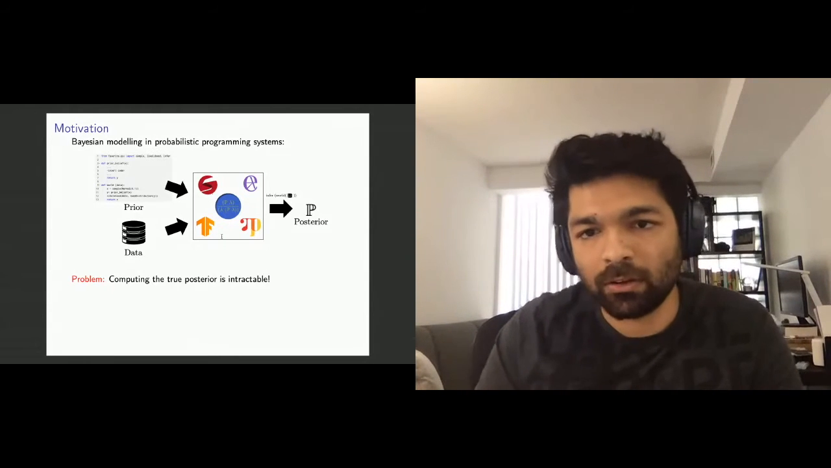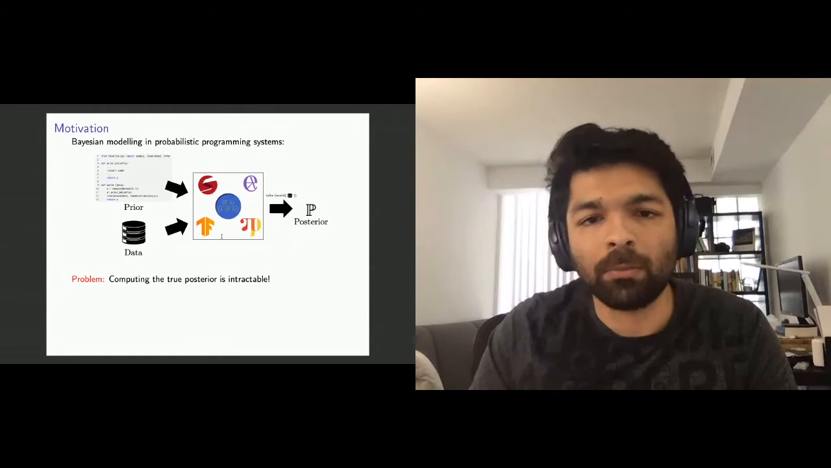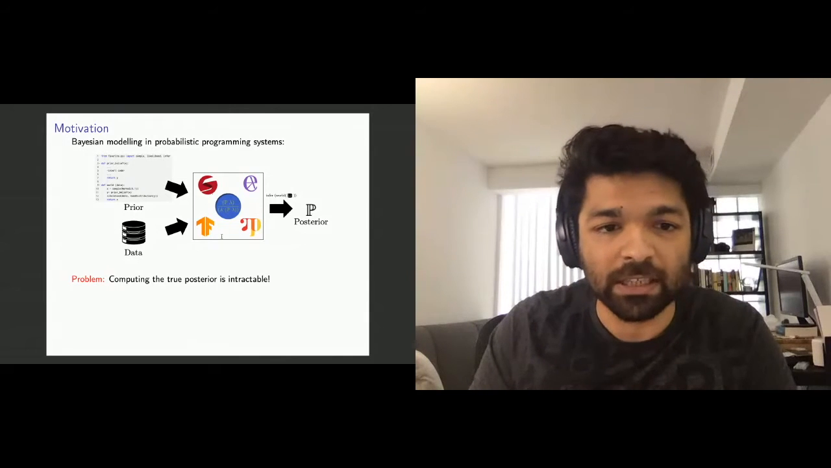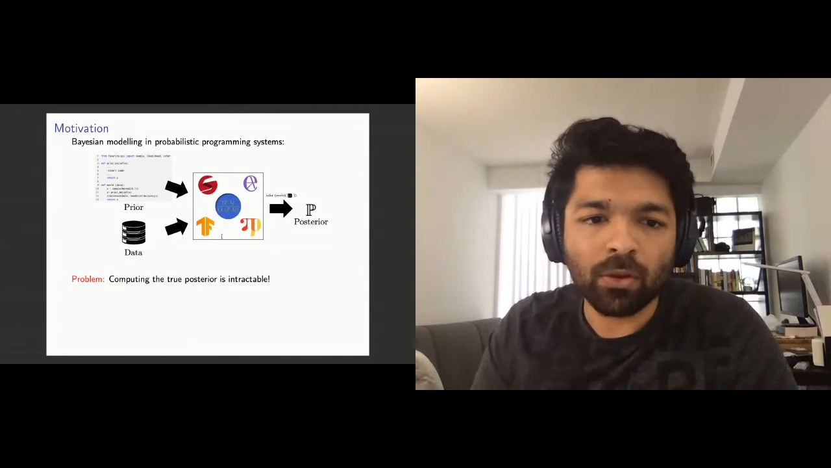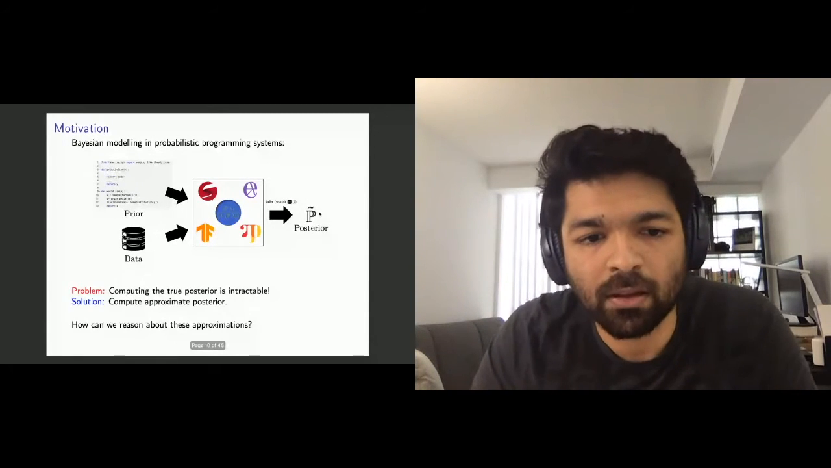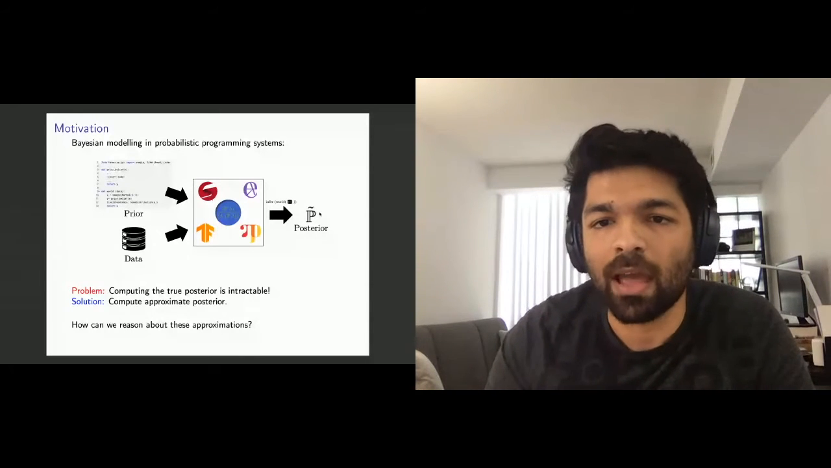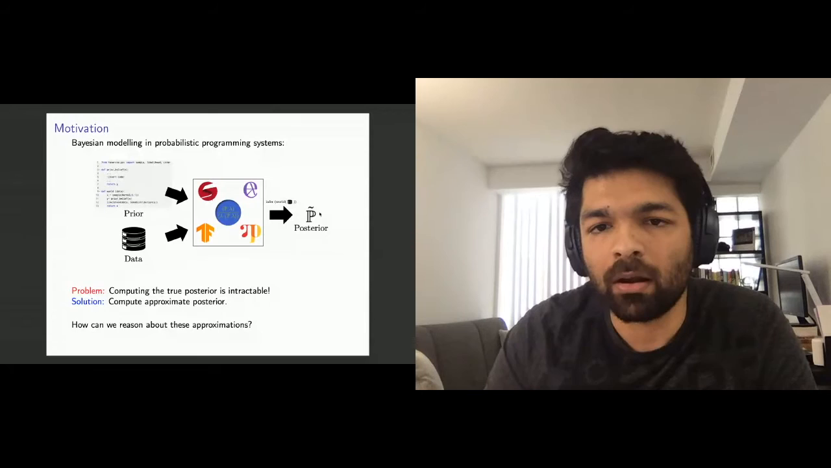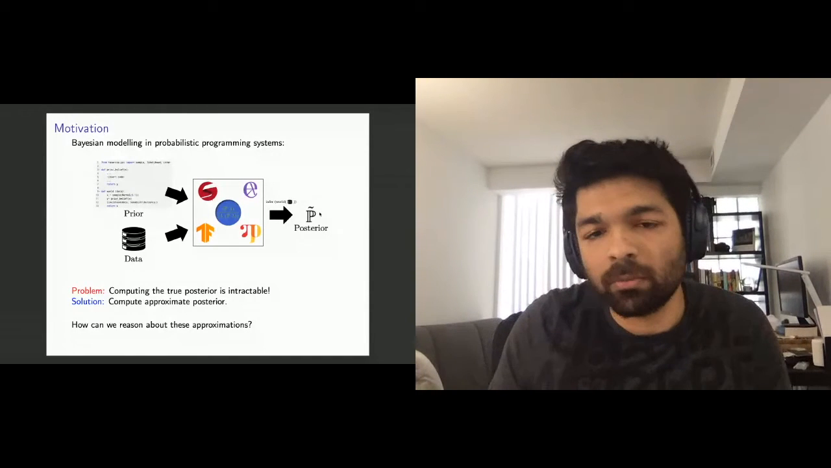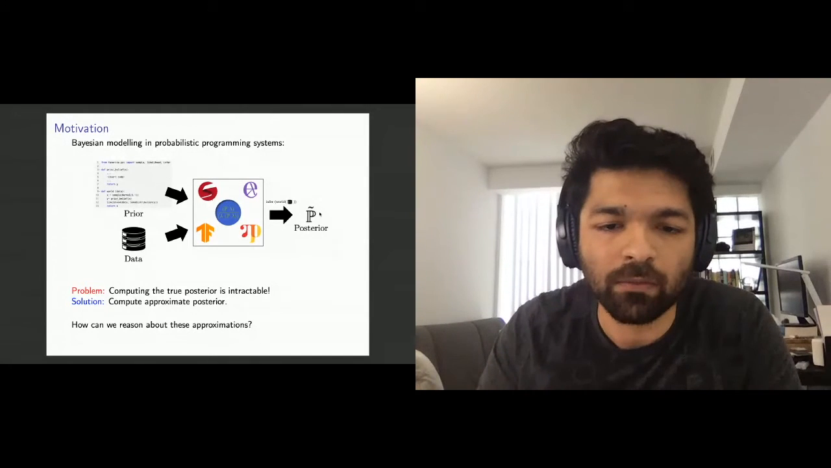That's how they get away with not trying to compute the true posterior. They can use algorithms like variational inference or a more systematic approach, which is the Markov chain-based methods, where you have some sort of convergence guarantees. So the first question that we're interested in asking is, how can we reason about these approximations? How do we compare this approximate program to the original program, or the true model, our true posterior? How can we compare them?